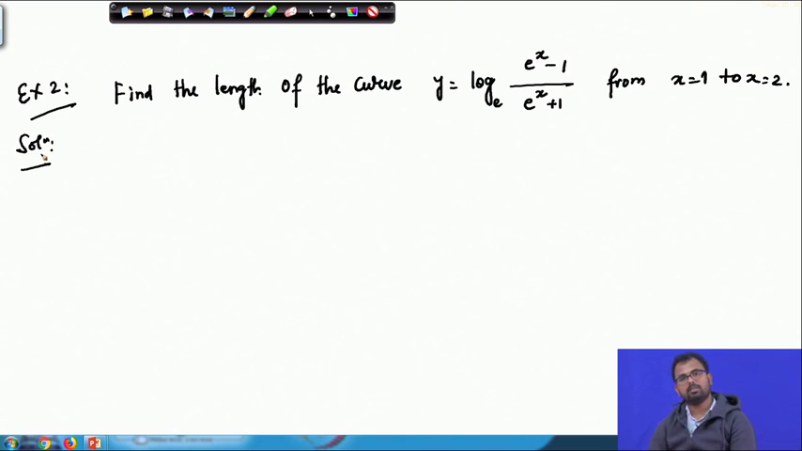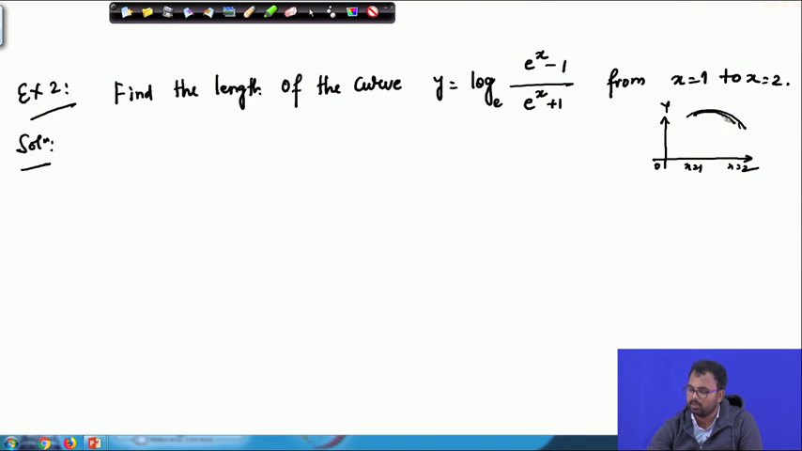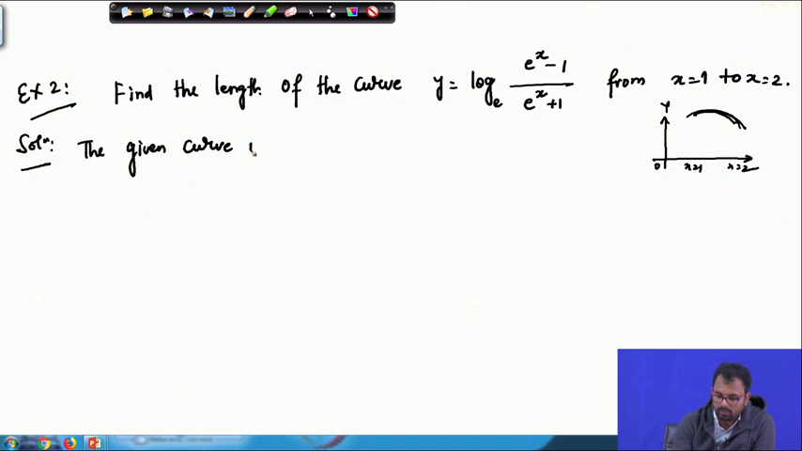So, we are here not concerned about the figure, because it will take some time to draw this figure. It is just that we are given the curve, and we are also given the points between which we have to calculate the length of this curve. So, this can be a curve of, I am not sure, but let us say hypothetically this can be a curve of something like this, and then this is our point x equals 1, and this is our point x equals 2, and we are basically interested in calculating this arc length. All right. So, to do that, the given curve is y equals log of (e to the power x minus 1) by (e to the power x plus 1).